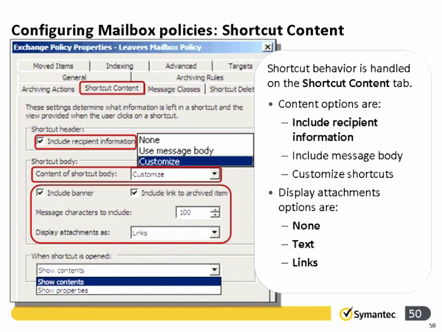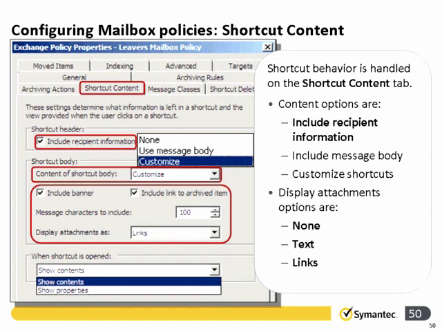The next section deals with the shortcut body. And within the shortcut body, the first section deals with the content of the shortcut body. And we have three different options there. We can select none, which means that we do not wish to have anything in the actual body of the shortcut. Or we can say that we wish to use the message body, which will take whatever was in the original mail message and include that in the shortcut. Or we can customize the shortcut.